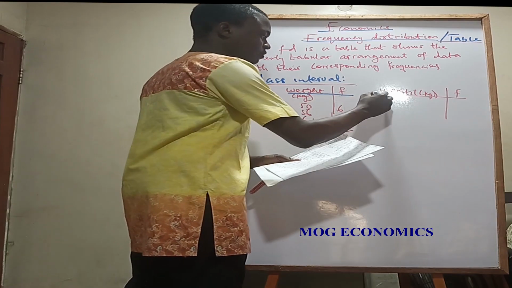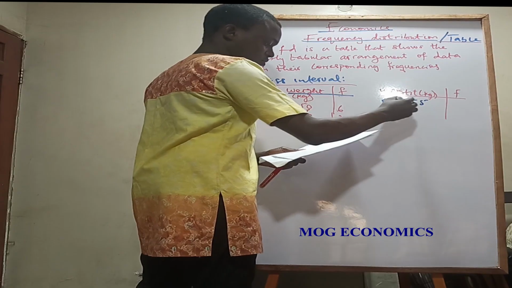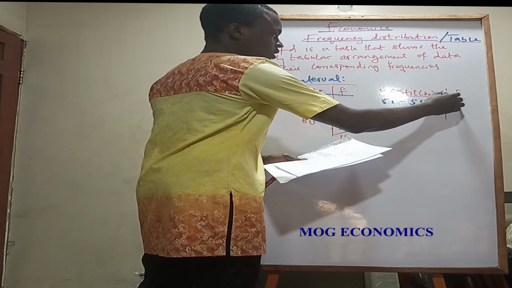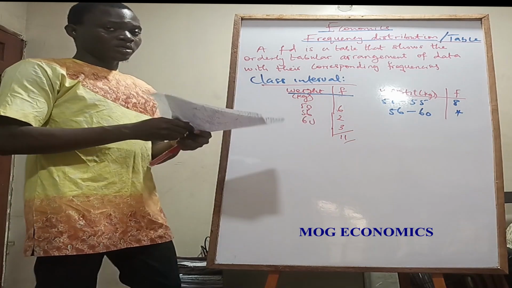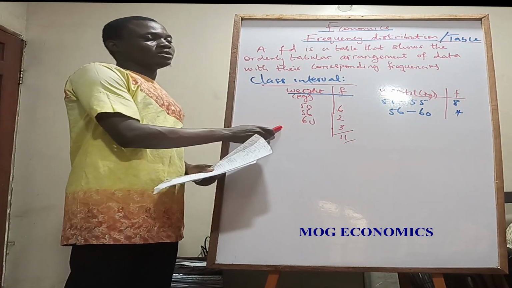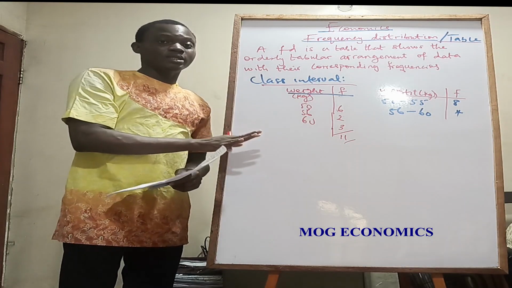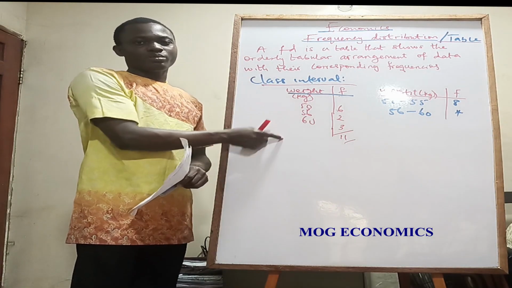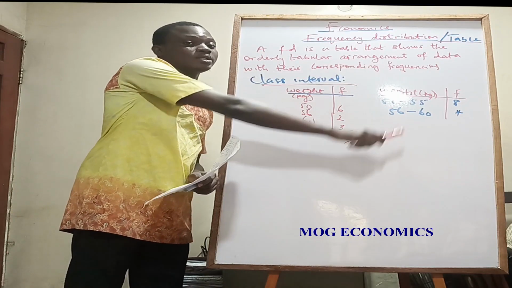So here, 51 to 55, and we have 56 to 60, with frequencies 8 and 4. It can be more than this, but I've made it simple, not to waste our time. So this is a frequency distribution, and this is another frequency distribution. Here, this is a frequency distribution of ungrouped data, because we just have single numbers and their corresponding frequencies. But here, this is a frequency distribution of grouped data.